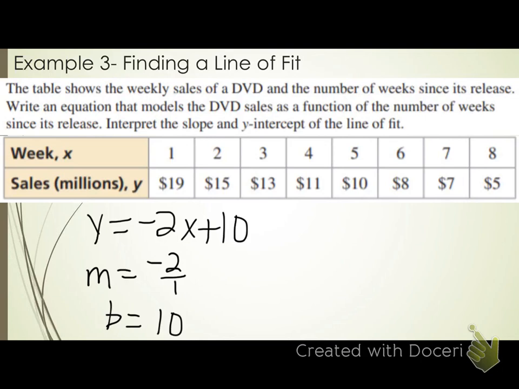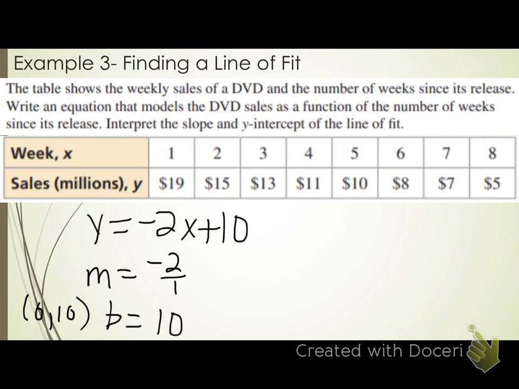Sales gain. Not quite. We're not doing a change in y over change in x anymore. It's just an ordered pair. 0, 10. Remember, x value represents weeks since the DVD's been released. So how many weeks has it been since the DVD was released? 0. It just came out.